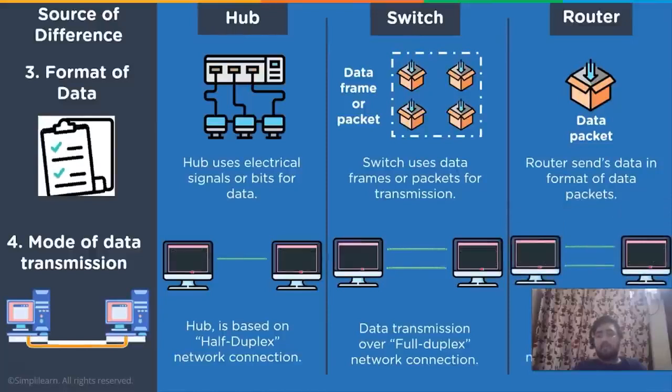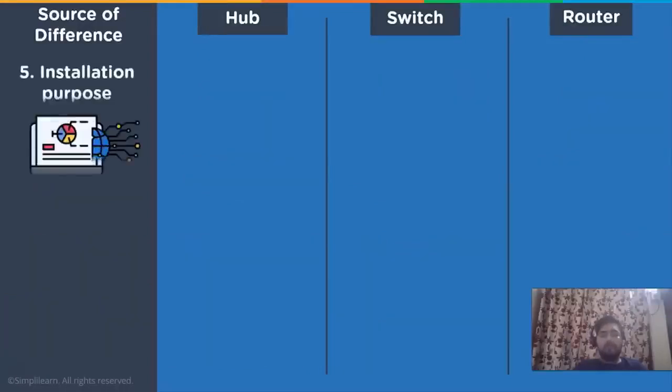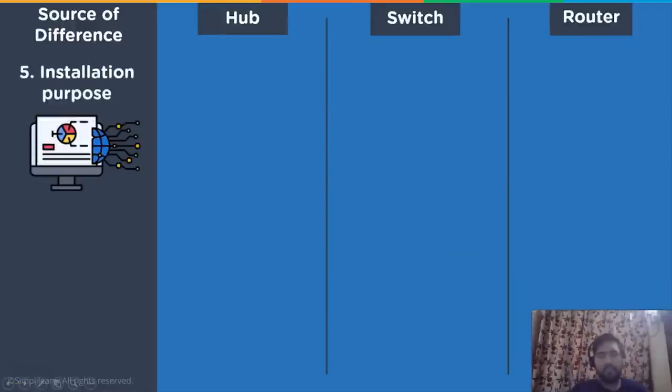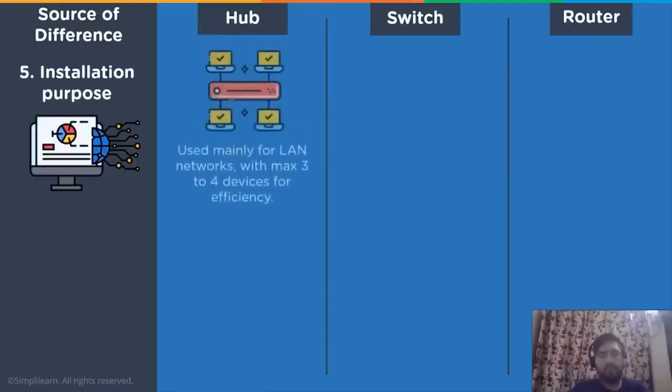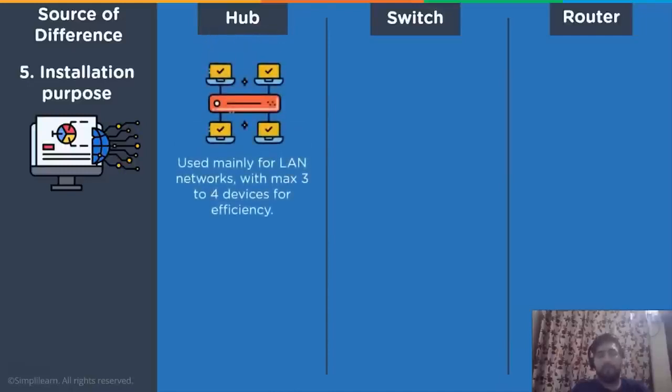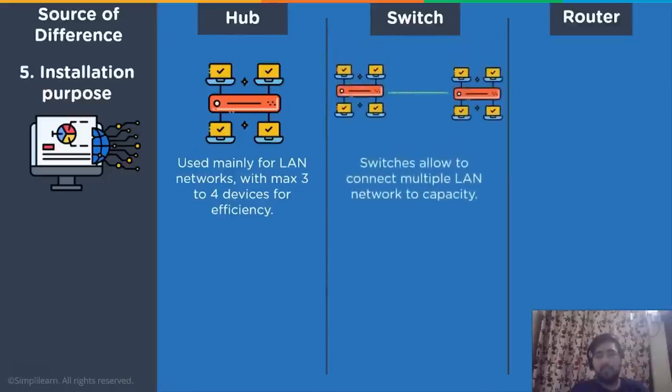Similarly, a router is also based upon the full duplex network connection form. Let's move on to the next difference, that is installation purpose. On the basis of installation purpose, a hub is mainly preferred in a LAN network or in a private network where 2 to 3 devices are to be connected, which increases the efficiency due to the absence of a processing unit in a hub.